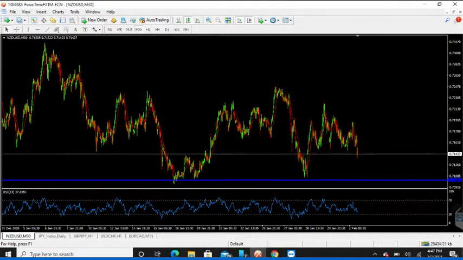Now today we'll be looking at how to use Fibonacci expansion. Like I said earlier, I love simplifying things because there's no need complicating a particular thing. There's a simple way of doing it and still getting a good result. The last video was on Fibonacci retracement, so this will be on Fibonacci expansion.